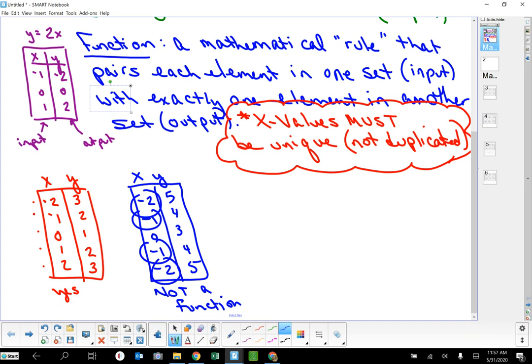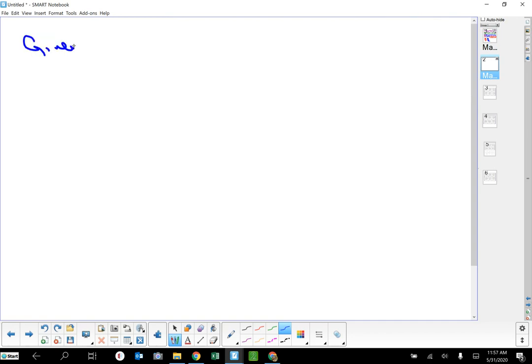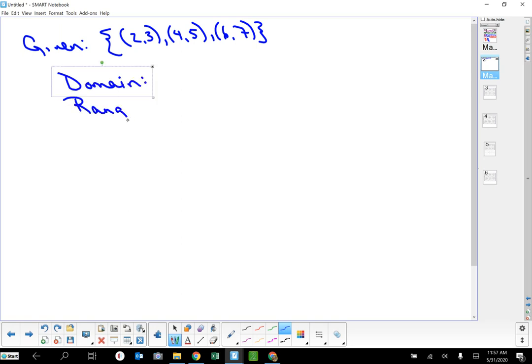You're going to see some questions in varsity that look like this. You're going to be given a set of ordered pairs, and they might look like 2, 3, 4, 5, 6, 7. Then you're going to be asked for the domain, and you'll be asked for the range. And then you're going to be asked if it's a function. Now, this is going to be a yes or no. I think it's a drop-down box, so you get to pick.